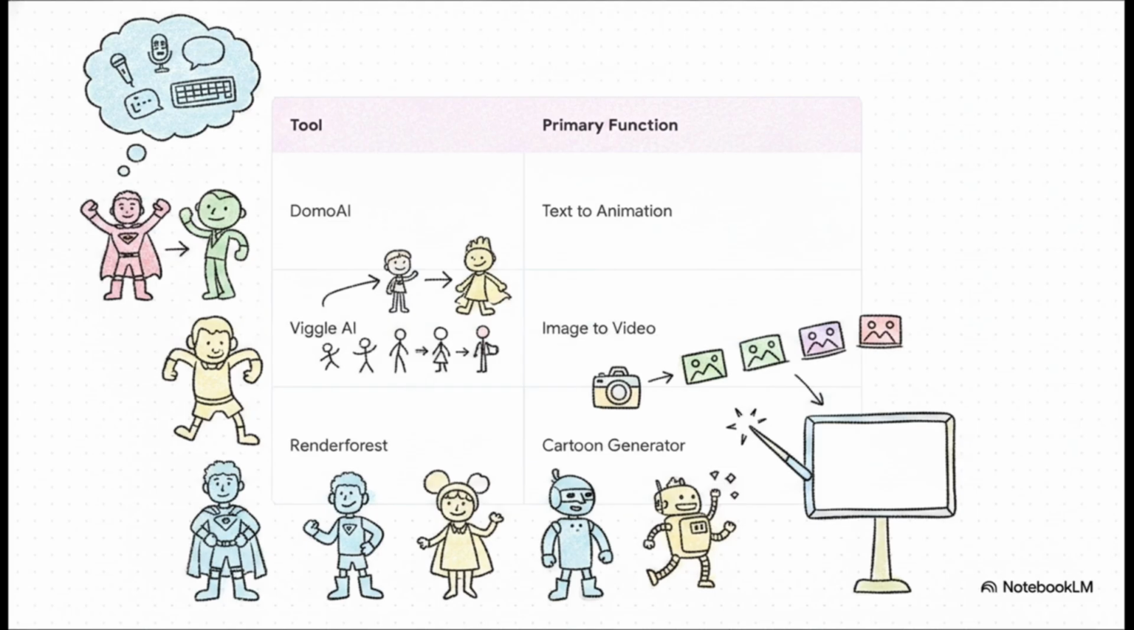Now, what's really interesting here is how these platforms actually function. You've got platforms like Domo AI, where you simply type in your creative idea to generate an animation. Then there's Vigil AI, offering text-to-animation and image-to-video capabilities. And Render Forest operates as this comprehensive AI cartoon generator, instantly turning your written prompts into animated cartoons with different visual styles, built-in characters, the whole shebang. You bypass the complex software entirely, your text prompts go straight into fully realized cartoons in seconds.